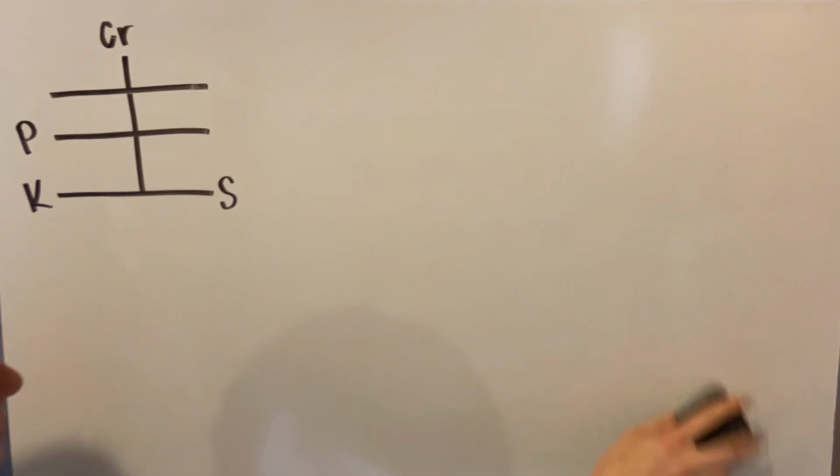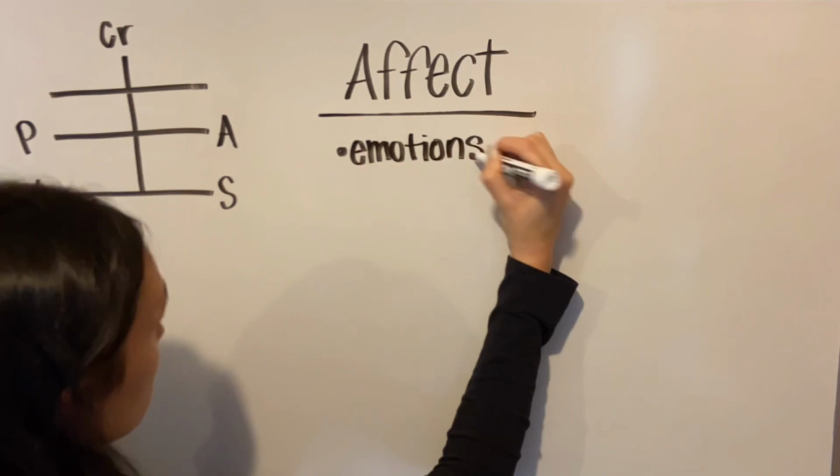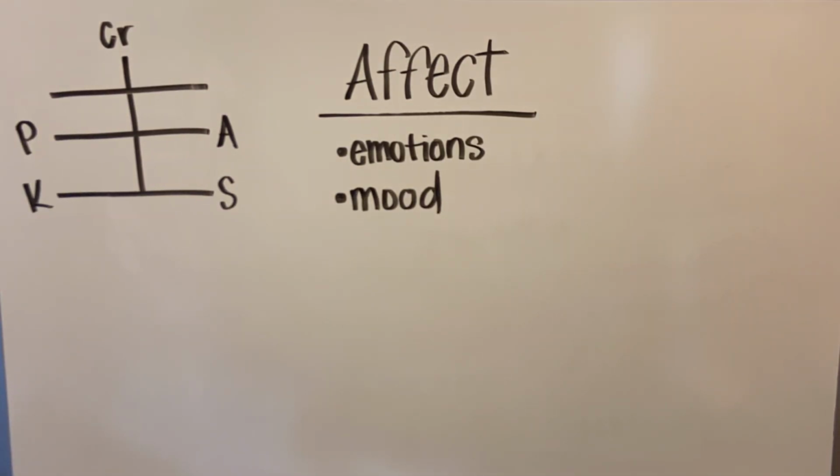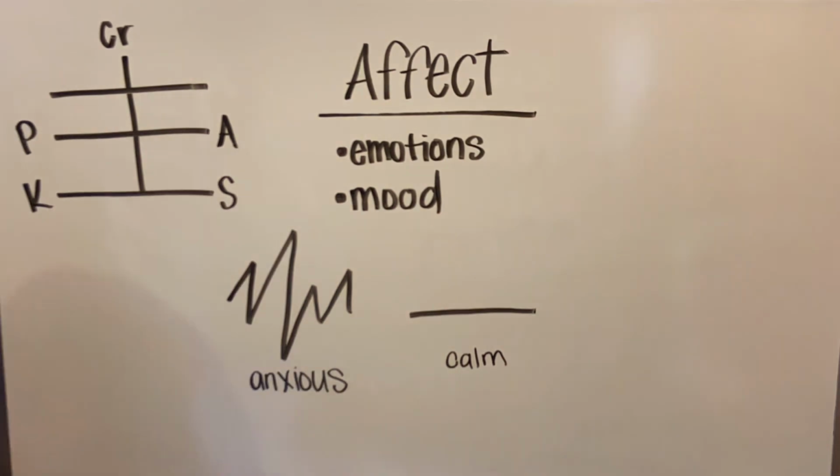Now, this is where affect comes in, which is another word for emotions. This is on the opposite side of the spectrum as perception. Affect is the expression of emotion or mood that can be represented in the artwork by things like color, vibrancy, types of lines, and abstraction. For example, jagged lines may show anxiousness, whereas straight lines are more calm.